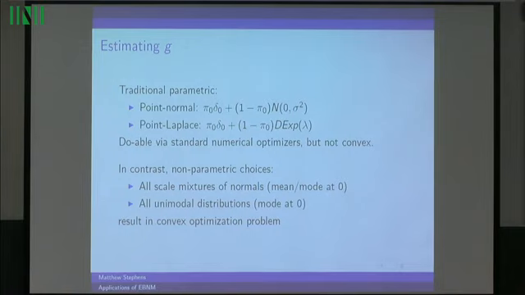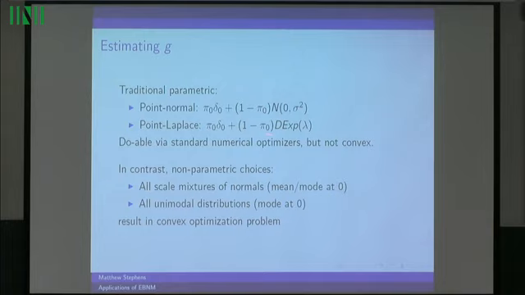So I said I'd come back to estimating G. There are traditional parametric approaches. These have a limited number of parameters, in this case just two essentially, a prior on 0 and a variance of the normal. So you can do some kind of numerical optimization to optimize the likelihood in this case.